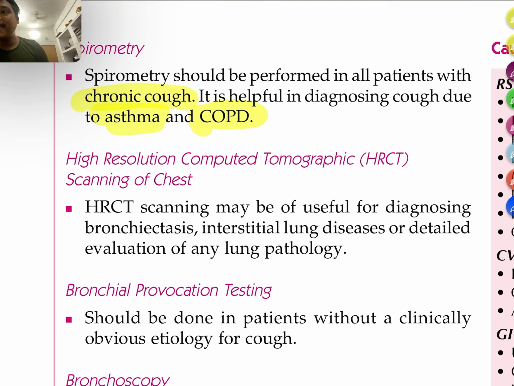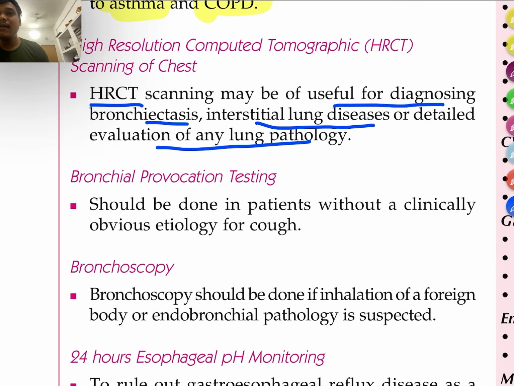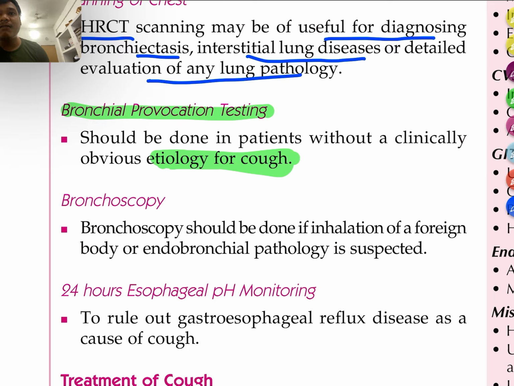Next is the HRCT, high resolution computed tomography. It is useful in the diagnosis of bronchiectasis, interstitial lung disease, and the evaluation of lung pathology. Next is the bronchial provocation test. It should be done in a patient without a clinical etiology for the cough. If the etiology is not known for a while, then we go for a bronchial provocation test.